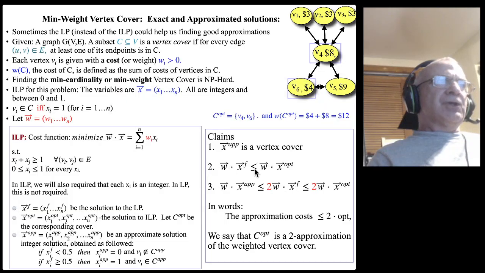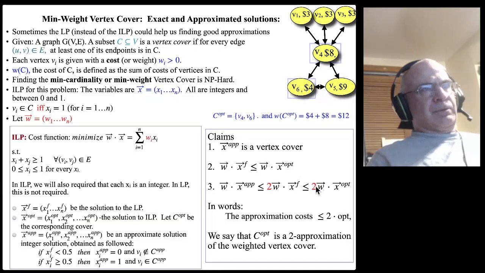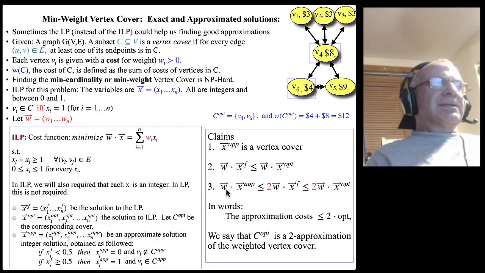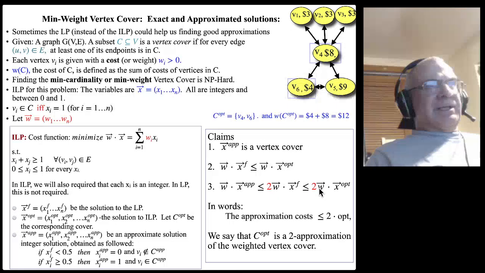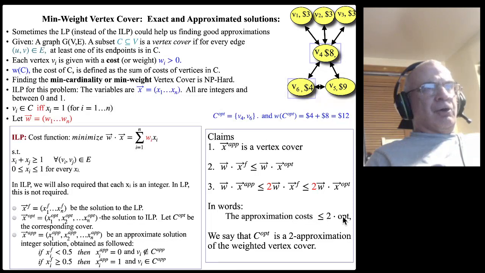And what did we just say about w times the float solution? It is smaller or equal than w times the optimum solution. So taking these two to the next condition, these two just came from here, and we are getting that w times the approximated solution is no more than 2 times w times the optimum solution. In other words, the approximated cost is at most twice the optimum solution that you can get.